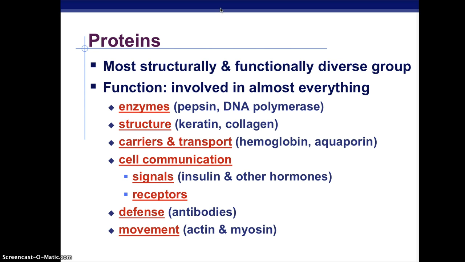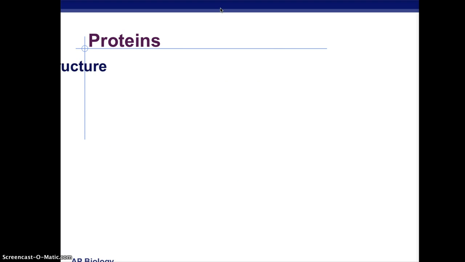Movement, so your muscles are made of two proteins, actin and myosin, and together those proteins are responsible for all your muscle movement. And proteins are used for storage, not necessarily in animals, but definitely in plants, specifically legumes, beans. So the energy is stored within the seed as protein.